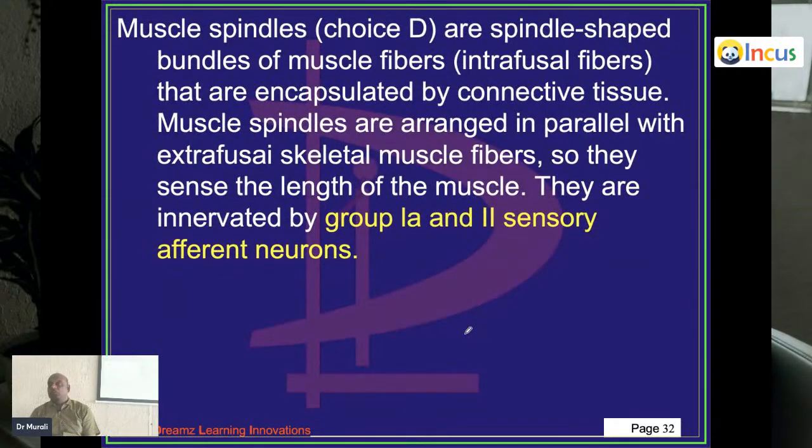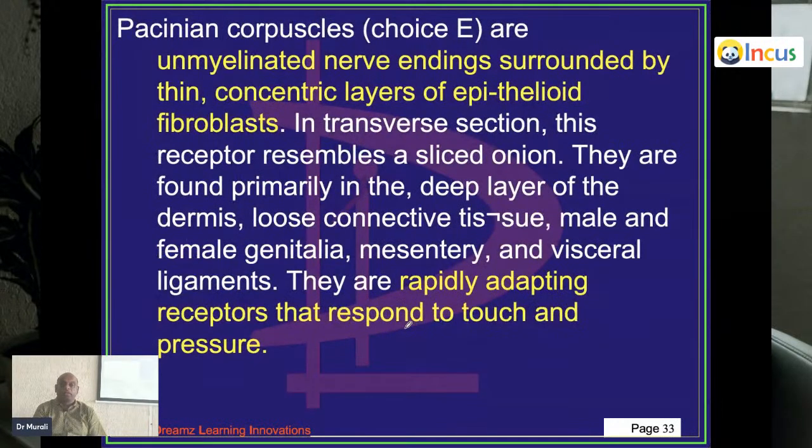Now, muscle spindles, Golgi tendon organs, doctor. Sure, short MCQ in tomorrow's exam. Muscle spindles and Golgi tendon organs. Very good. So, Pacinian corpuscles. You have to be very sure about Pacinian corpuscles.